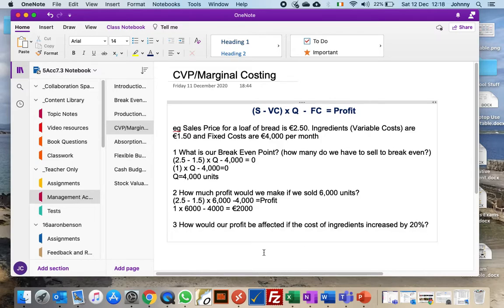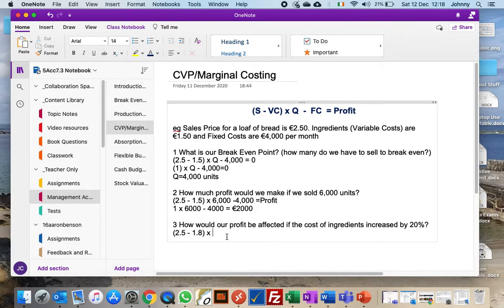Now, how would our profit be affected if the cost of ingredients increased by 20%? That means our ingredients at the moment are 150. They're going to go up to 180. So sales haven't changed, so 2.5 minus 1.8 now, so that's 1.5 plus 20% of 1.5, which is 0.3, so 1.8 is our new figure.